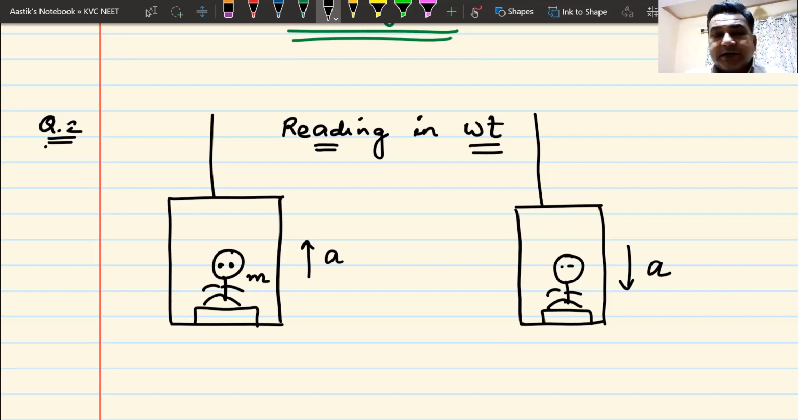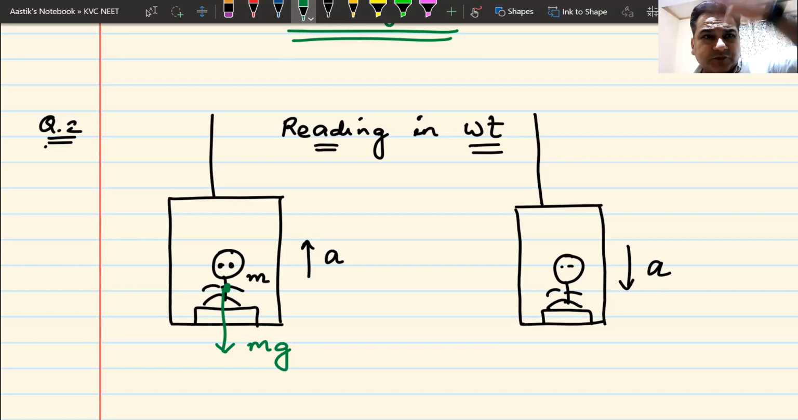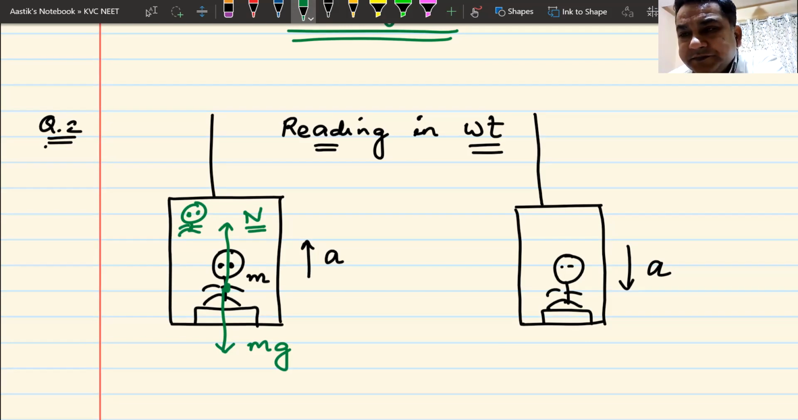Okay. Let me help you out. Let us first draw the free body diagram of this man. Mg is downwards, weight of the man. The machine is giving it a normal reaction N. So normal reaction N is upwards. Remember, we are inside the lift, and we are making the equation from the lift.